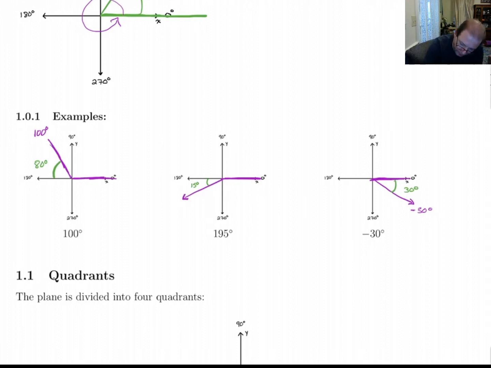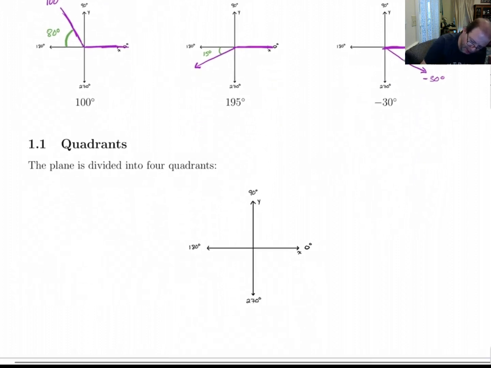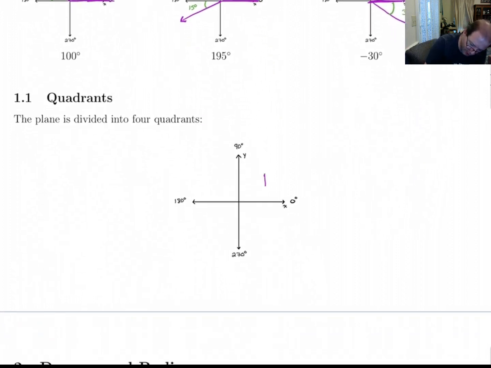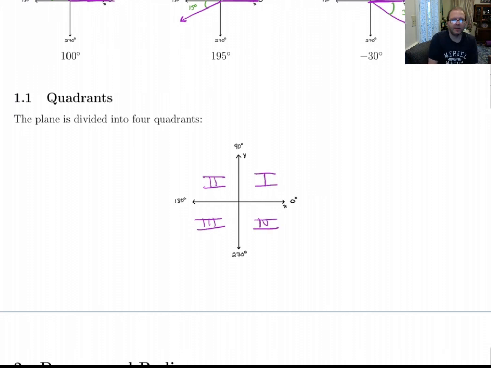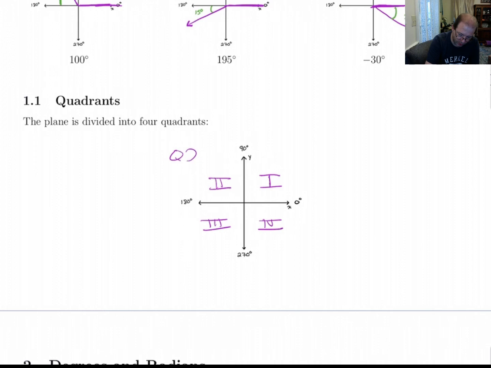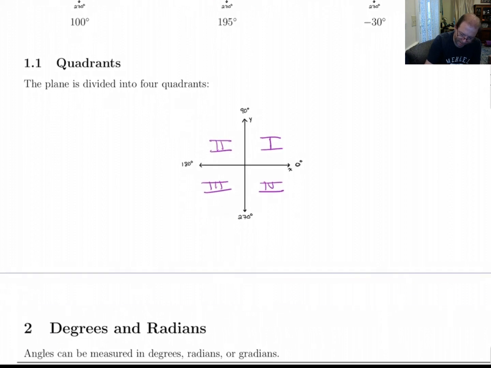All right. Now, we also divide the plane into 4 quadrants. We start here. This is quadrant 1, quadrant 2, quadrant 3, and quadrant 4. And typically these are labeled using Roman numerals. Now, that's what you should expect to see, but if I ask you a question, you say quadrant 2 and you write it as Q2, that's fine too. But most of the time books use Roman numerals for them.